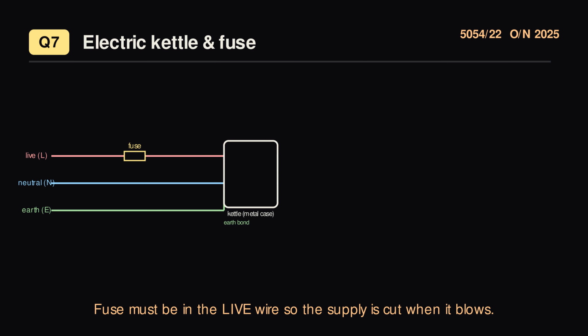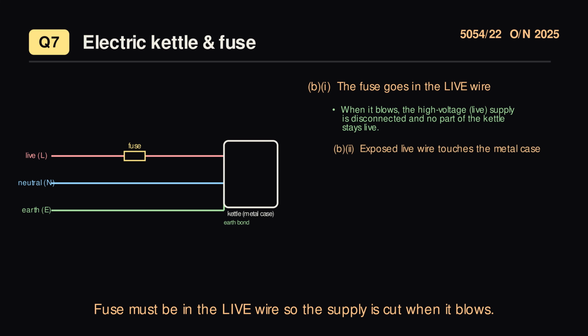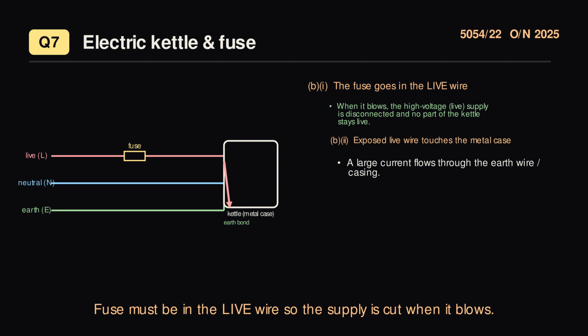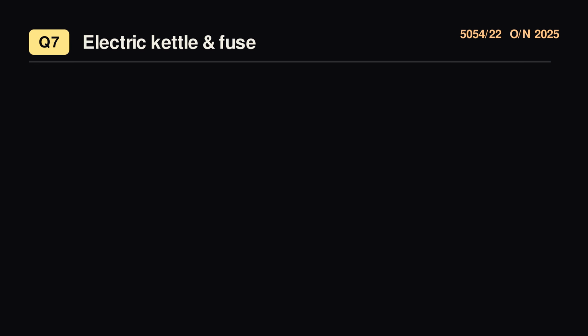Part B. Part 1. The fuse must be in the live wire so the supply is cut when it blows, and no part of the kettle stays live. Part B. Part 2. If an exposed live wire touches the metal case, a large current flows through the earth wire, melting the fuse and cutting off the supply.